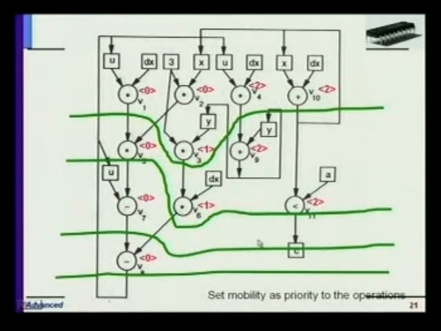It's the same differential equation example. You assign priority to the operations. The priority decided here is the mobility. It takes 4 time steps to execute: this is one time step, this is one time step, this is one time step, and this is one time step. Mobility means can you move an operation from one time step to another, so it can optimize your resource usage or not.